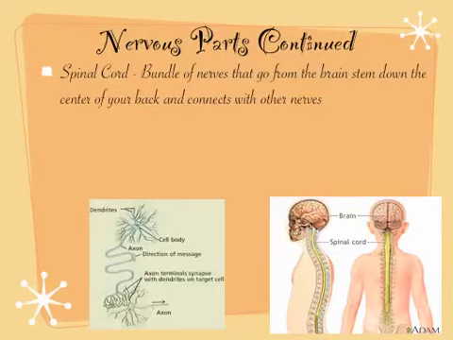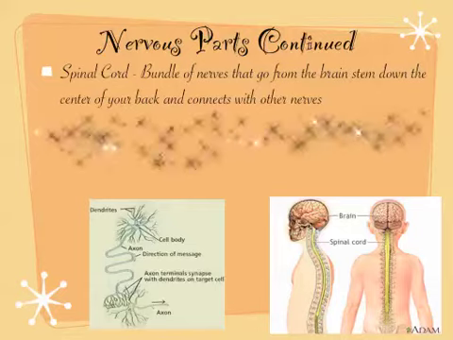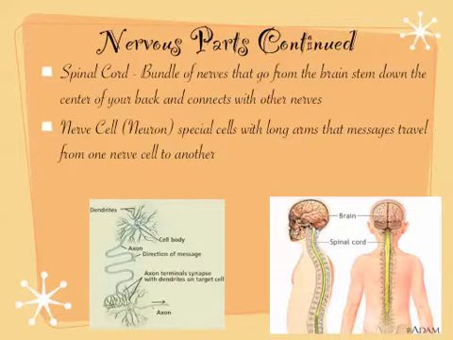The first part is called the spinal cord. This is a bundle of nerves that go from the brainstem down the center of your back, and they connect with other nerves. Your spinal cord is the connection between your brain and your nerve cells. Speaking of nerve cells, or neurons, they are very special cells. Do you see the picture of them down there? They have very long arms, and they send messages down the long arms from one cell to another.